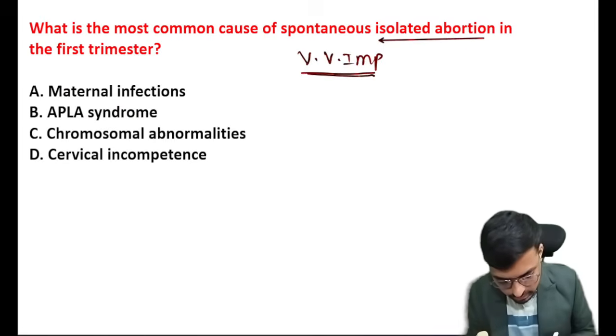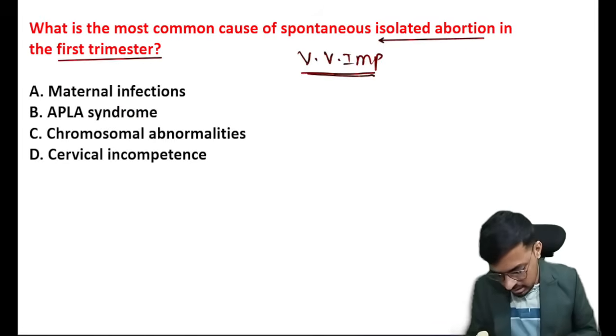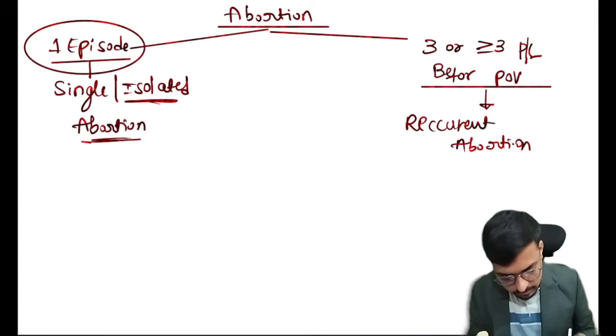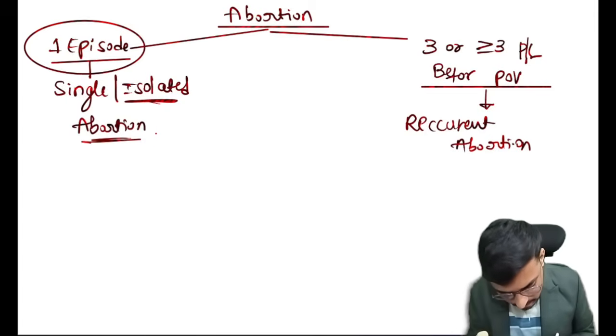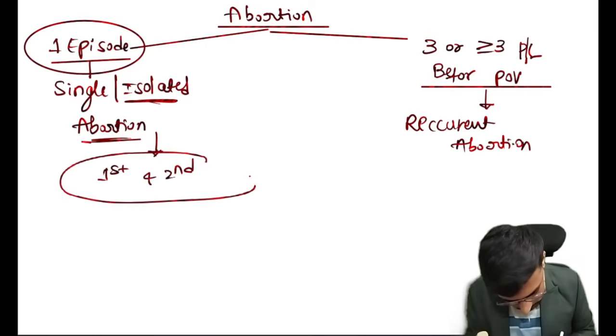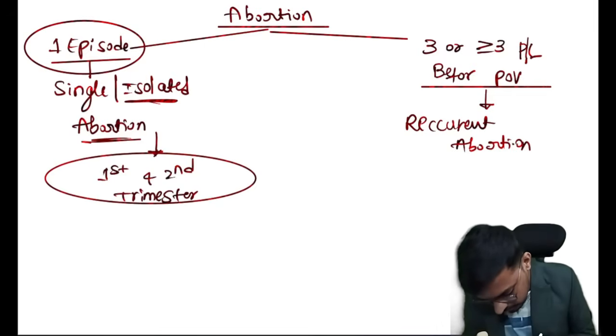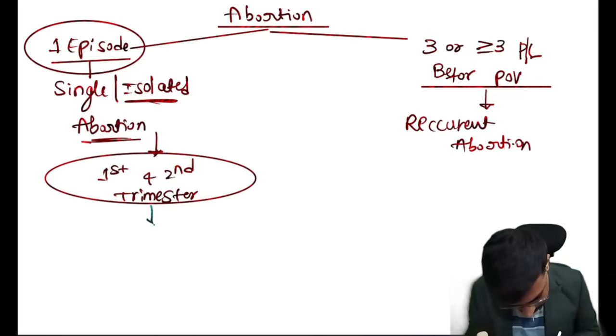Okay, so isolated abortion in the first trimester, what is the most common cause? So whenever we talk about the cause of abortion, in the single or isolated abortion in both the first and second trimester, the most common cause is only one thing, that is the chromosomal abnormality.